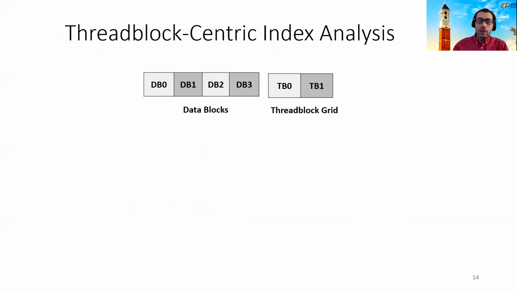We define the term data block as the region of data accessed by a thread block in each iteration of the kernel's loop. Data blocks are shaded based on the shade of the thread block that accesses them. For example, in this figure, thread block 0 accesses data blocks 0 and 2. The arrow here indicates the thread block motion over the data blocks.